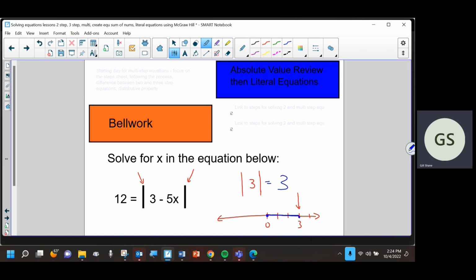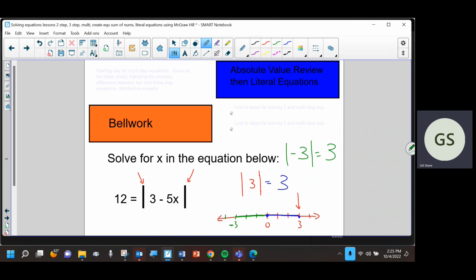It's 3 units away. Now, here's where the tricky part comes in. The absolute value of a negative number, so now let's say I have -3, but I want to take the absolute value of -3. Well, -3 is right there. How far away is -3 from 0? Well, -3 is also 3 units from 0. That's how long that line segment is. It's 3 units long. So the absolute value of -3 is also 3.